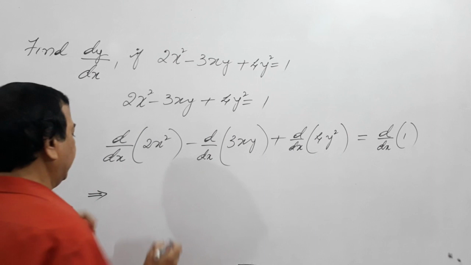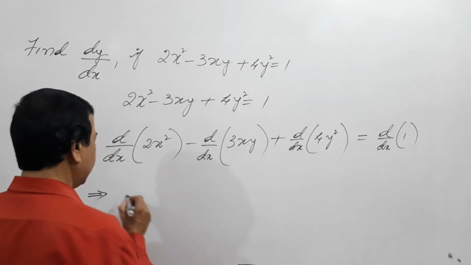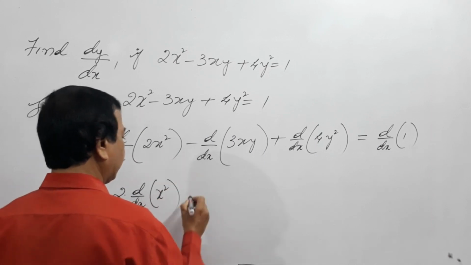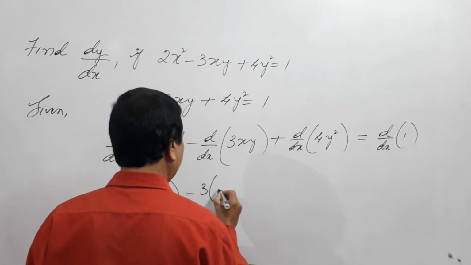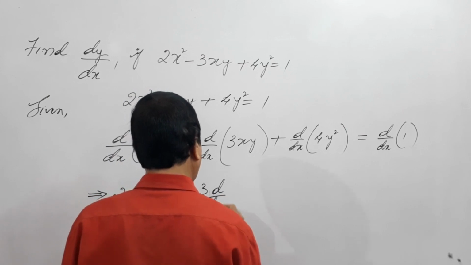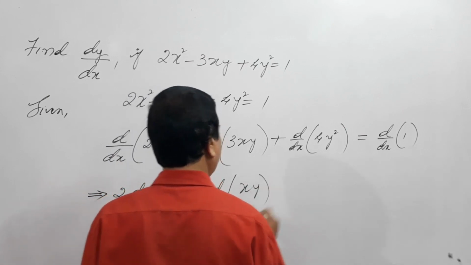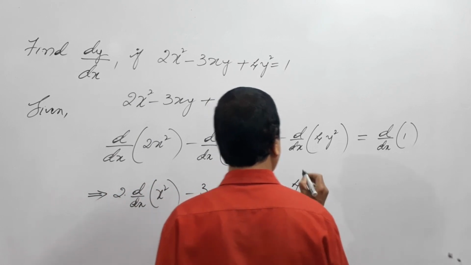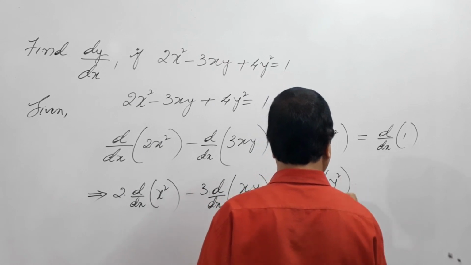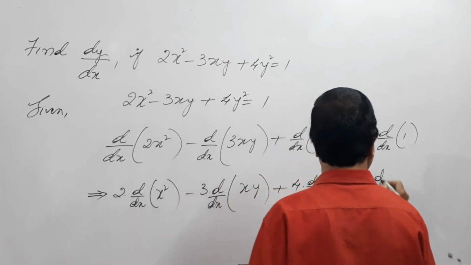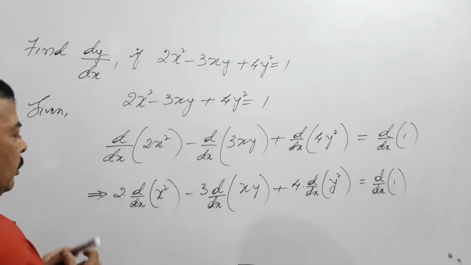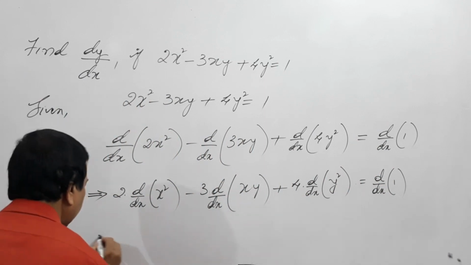So if I take this 2 outside, one step for the first problem I'll do this. So this will be 2 into d by dx of x square minus 3, I'll take it outside, 3 into d by dx of x square plus 4 outside, I'll take d by dx of y square equals to d by dx of 1. Done. So what happens here? So this becomes equals to what?